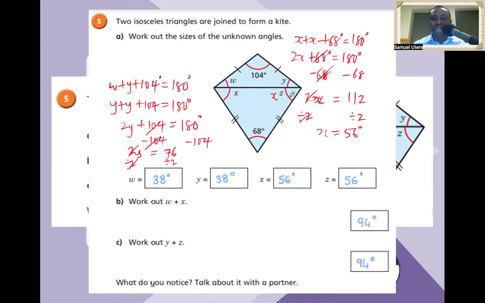Now remember, x is the same as z, and z is the same as x. Why? They are the base angles of an isosceles triangle, which means the base angles must be equal. It is the same for the first case that we did. So that's why we get those answers. Next, you're asked, work out the value of W plus X. You get 94. You just add W and X. What did you notice? Of course, they are equal. Why? Opposite angles of a quadrilateral are equal.